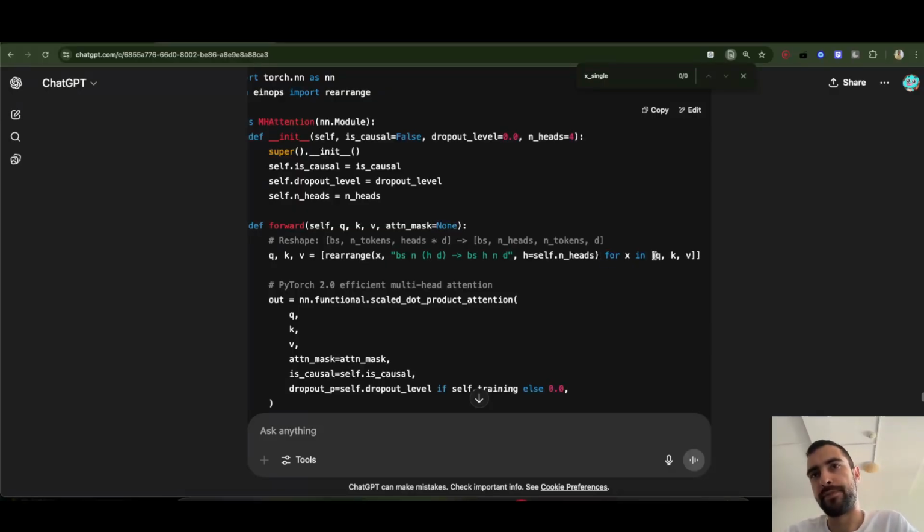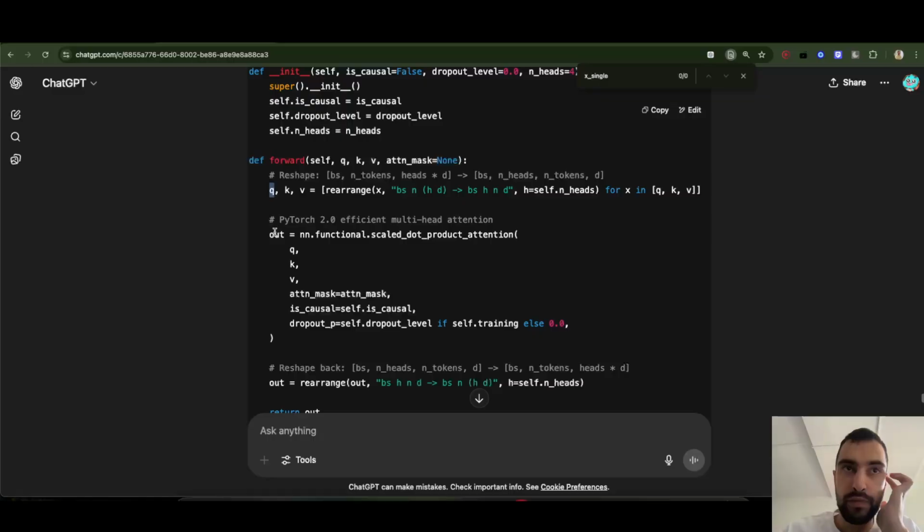So for each of the query, key and value, we will just rearrange. Instead of having batch size, number of tokens, and the big dimension, now we will split into heads, and we will separate completely. So we put the head dimension first. So we separate this, and then in each head we have the number of tokens and the dimension per token. So now they are completely separate heads. So we will assign that to query, key and value.